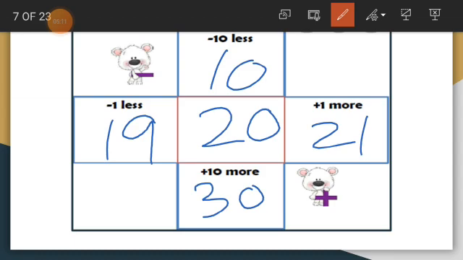Look at this one grid. When you are going up, you are going to subtract 10. Going down, add 10. Going right, plus 1. Going left, minus 1. This is how you can easily solve the grid.